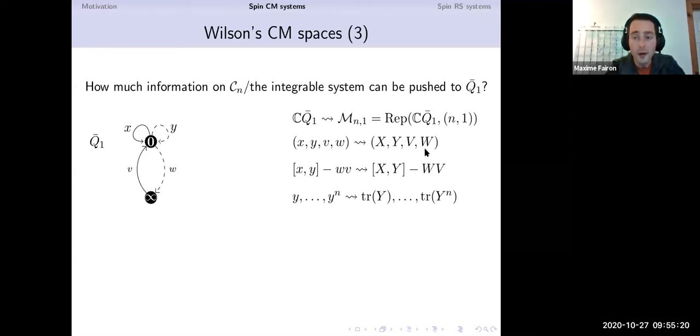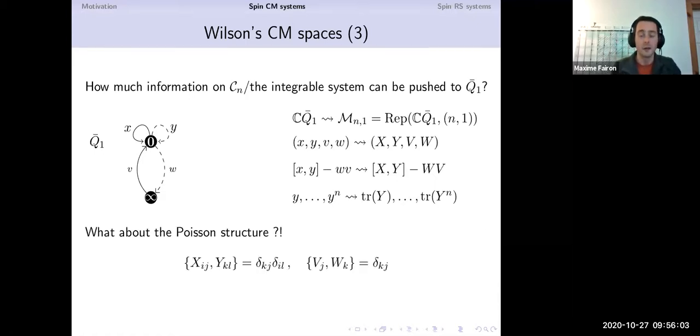Then the matrices on that curly Mn1 space, well, these matrices are just representing the arrows. So we can think of them as being the arrows. And then the moment map here can just be realized as being the matrix representing this element, this commutator of x and y minus wv, in terms of the elements of the path algebra. And finally, as I said, the elements which form the integrable system, we can just think of them as being these loops y to the k that we are taking. So just by looking at the quiver, we already know some information.